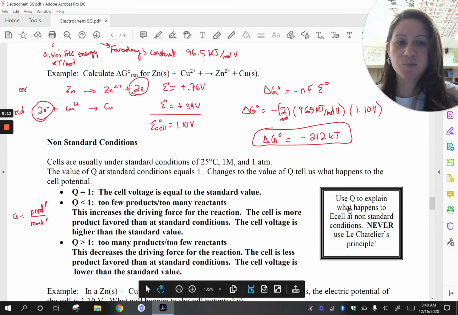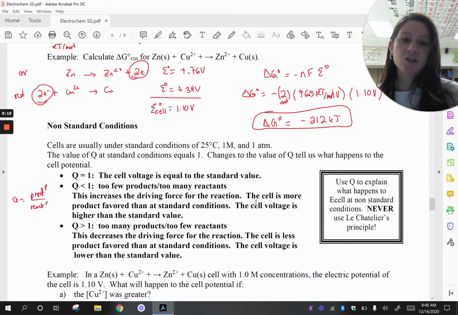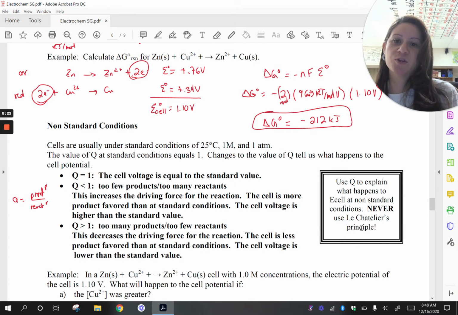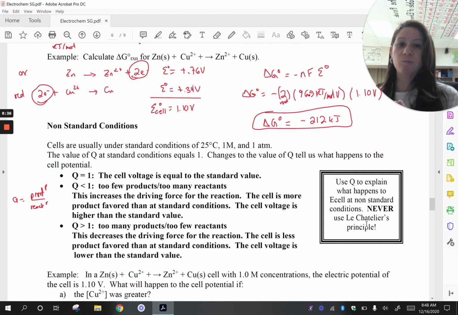Now, here, this is pretty important. When you are talking about electrochemical cells, you cannot use Le Chatelier's principle to explain whether your cell potential will be higher or lower at non-standard conditions. You may not use Le Chatelier. You have to use this Q explanation because Le Chatelier means you've reached equilibrium already and then you've stressed your system and it's going to go one way or the other.